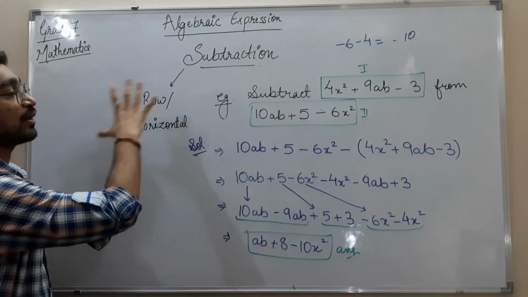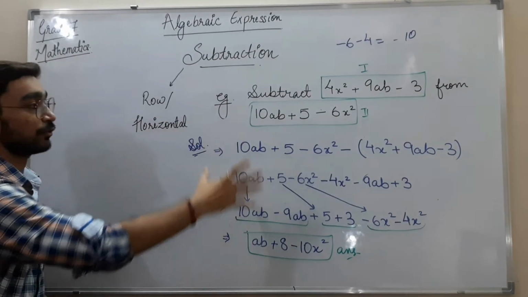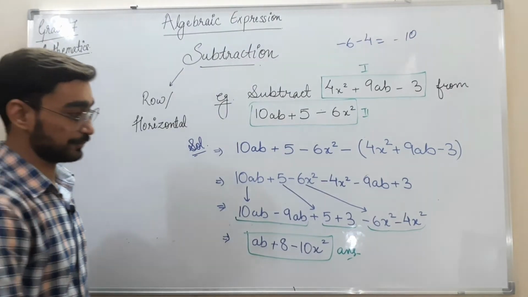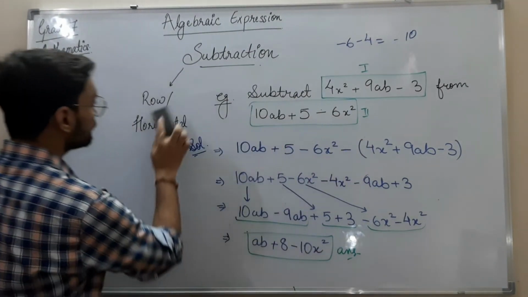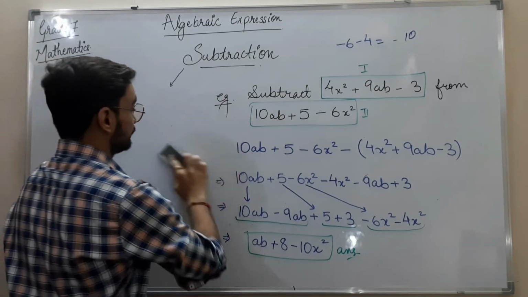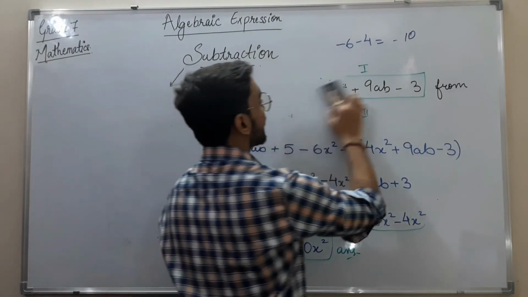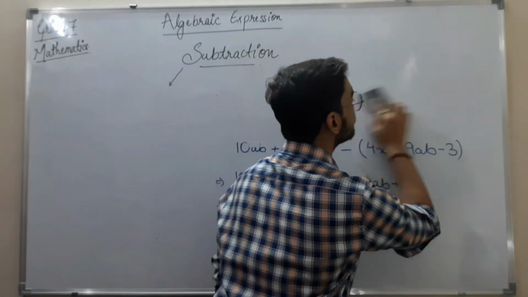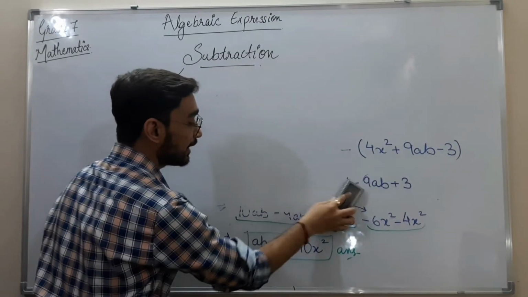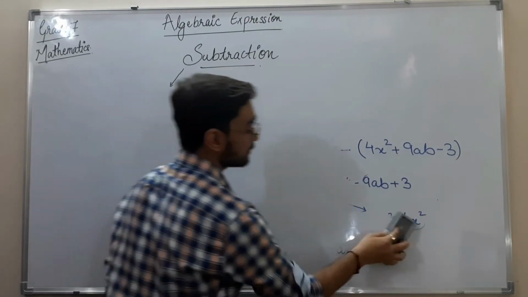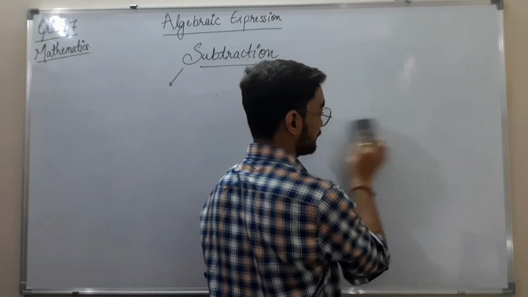So this is all about the row or horizontal method of doing subtraction. Now let us see another one. I hope you have understood this one. It's a very easy and convenient method, and it is also the old method to do it.